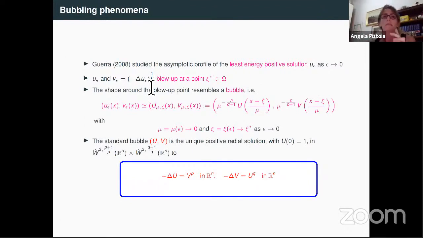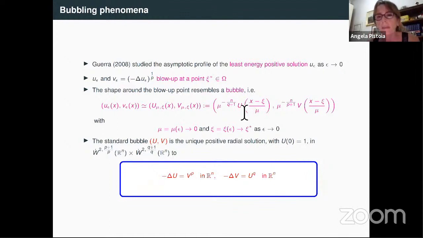And what is important is the shape of the two components around these blow up points. And if you look at the two components around the blow up point, what you see is this, what is called the bubble, capital U mu xi, capital V mu xi, which is defined in this way. Now, what are capital U mu xi, capital V mu xi? These are scaled.